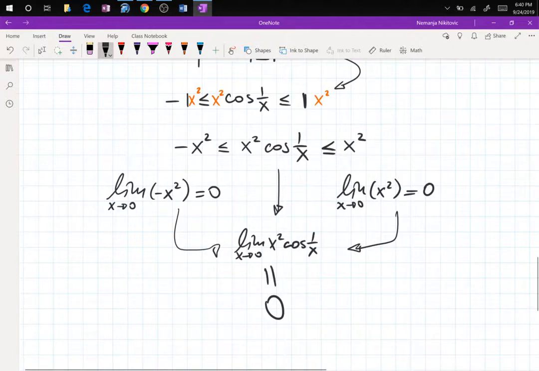So now you can have different functions. You can have ln, it doesn't matter what you have, you are building it out. And when you build it out, you just try to find one function below, one function above. But it's always this kind of procedure where you multiply.